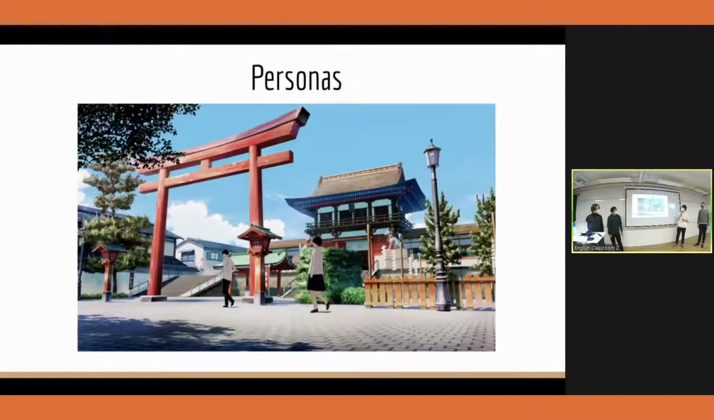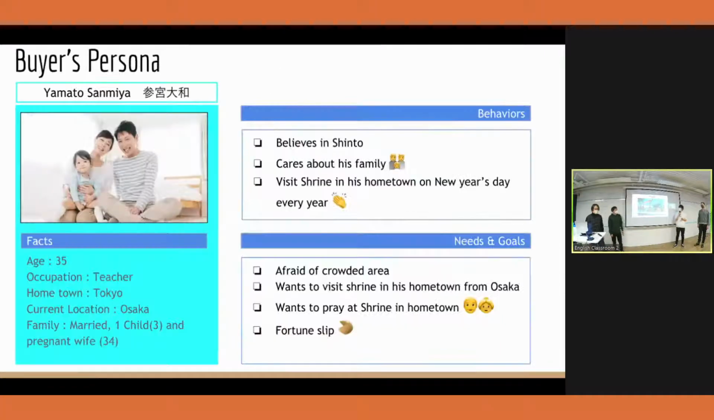Yes, so I'm gonna talk about our personas. We have two personas. One is the buyer persona. His name is Yamato Samiya-san, very traditional Japanese name. And he is currently working in Osaka, but his hometown is Tokyo.